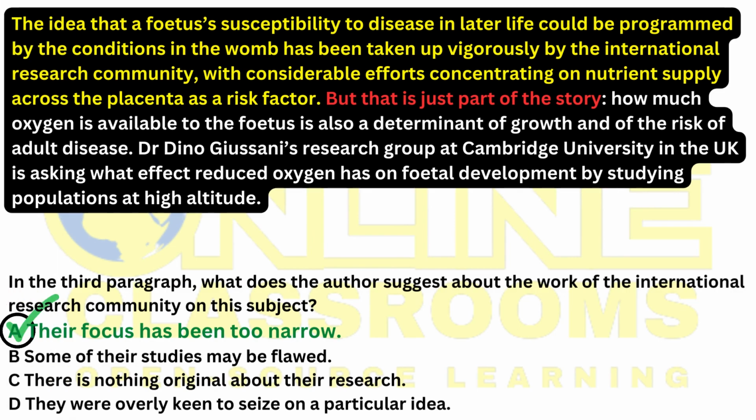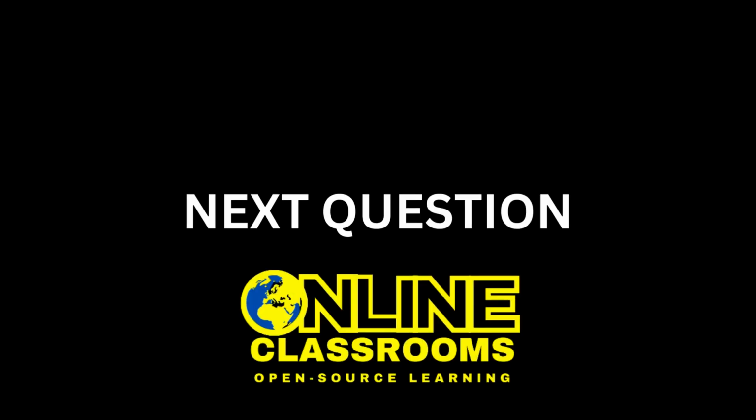According to the question, what does the author suggest about the work of the international research community on this subject? Now, if you read the highlighted section, the idea that a fetus's susceptibility to disease in later life could be programmed by the conditions in the womb has been taken up vigorously by the international research community, with considerable efforts concentrating on nutrient supply across the placenta as a risk factor. But that is just part of the story. So the section mentions that the international research community is investigating only part of the story. Therefore, option A is the correct answer. Let's look at the next question.